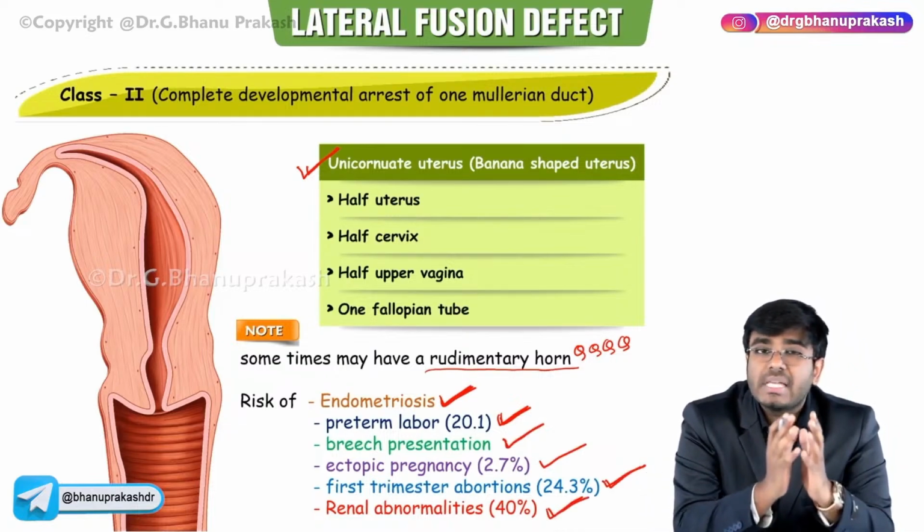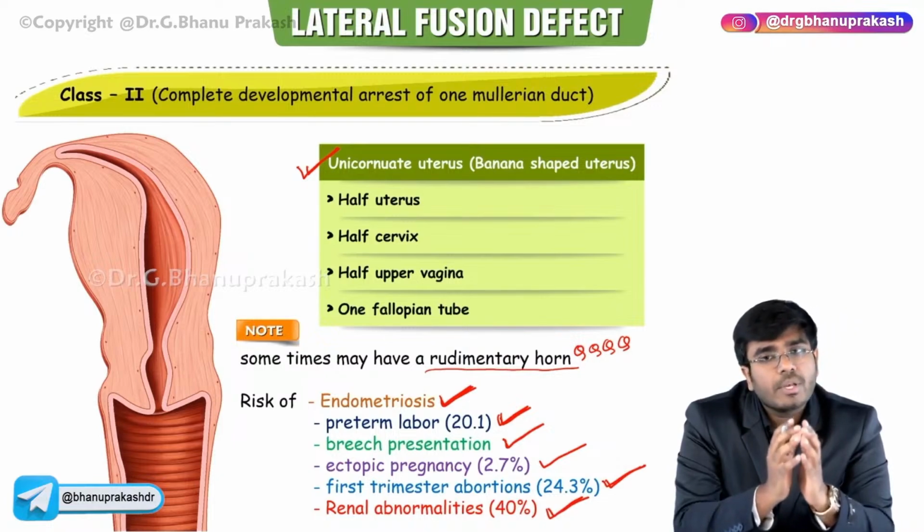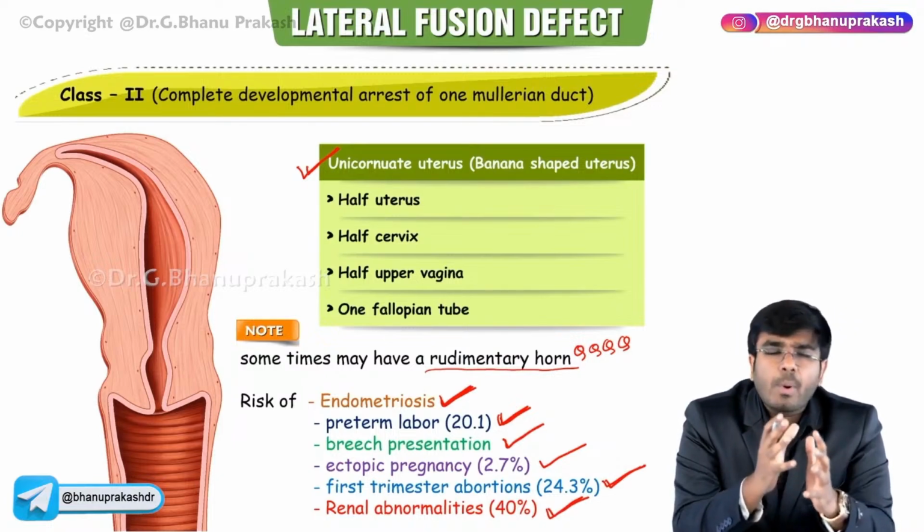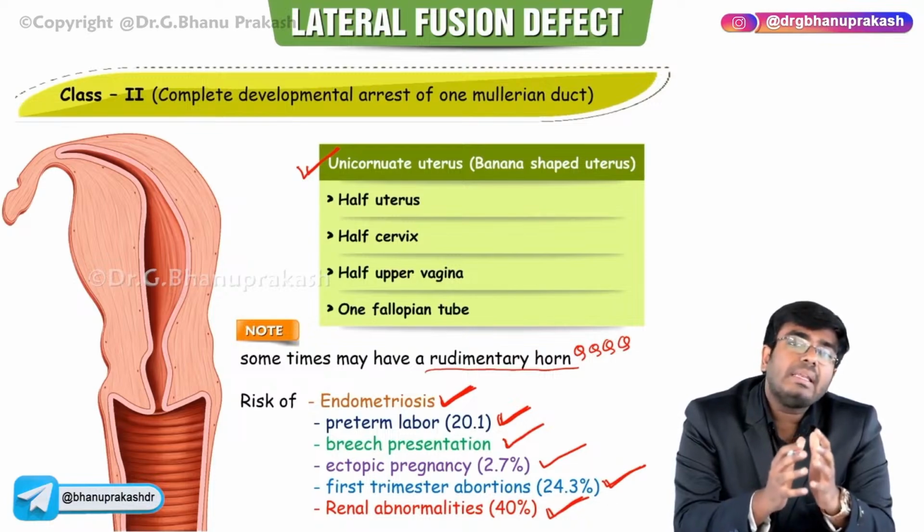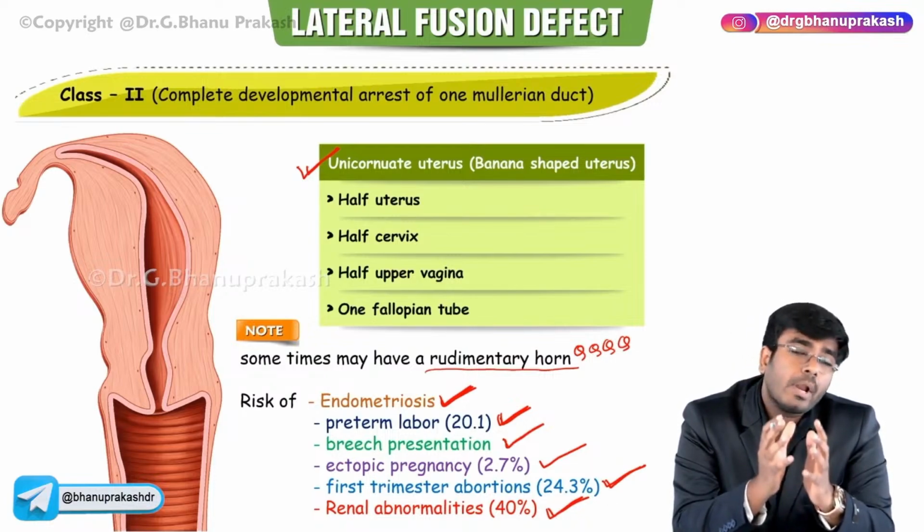Guys, they will ask you, what is that uterine anomaly? What is the most common uterine anomaly with which the highest chances of renal agenesis or renal abnormalities is seen?